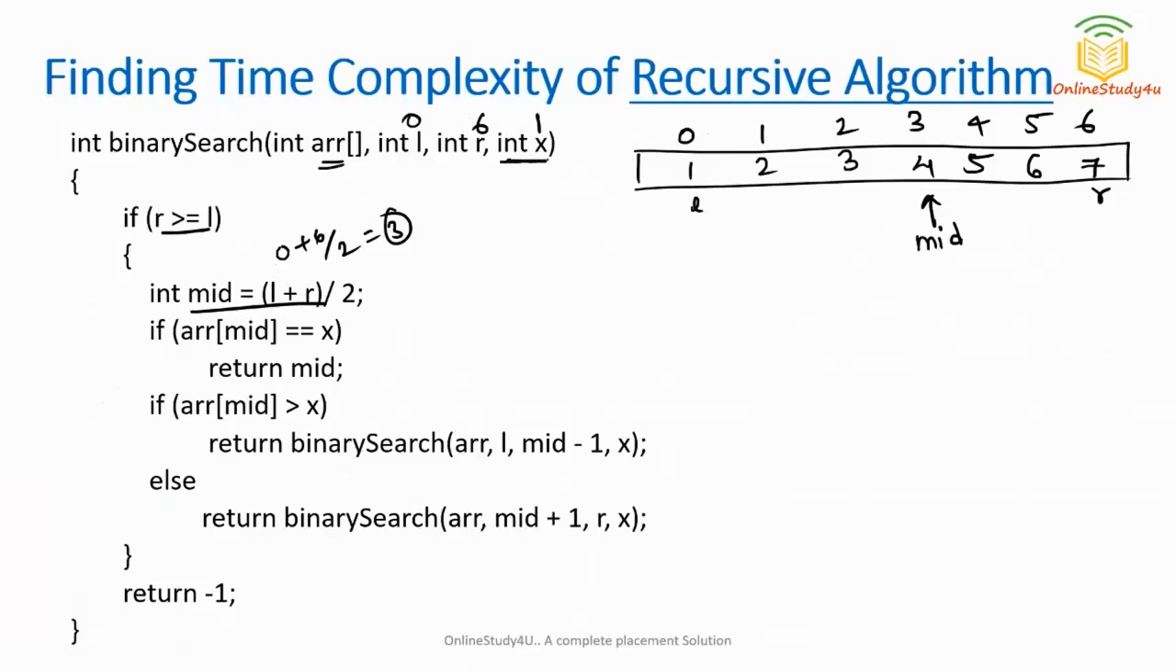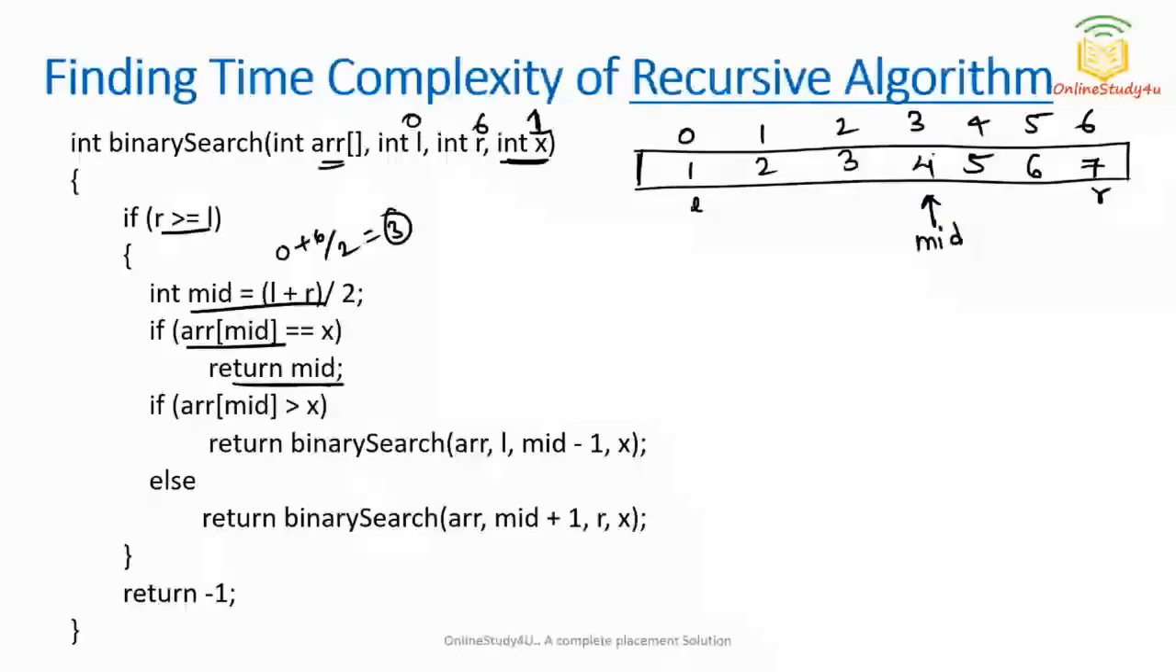X is the element which we want to search. We want to search for an element in this array. For binary search, the array must be sorted, so we have taken a sorted array, and the element we want to search is 1. Now if the element located at the mid position is equal to x, what will we do? We will return that number.